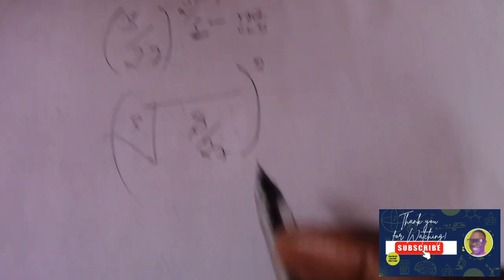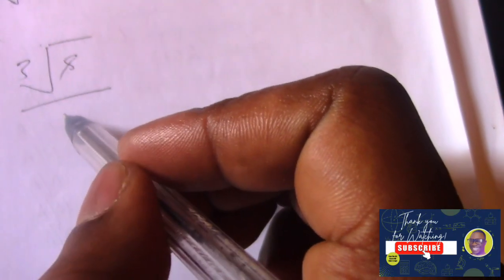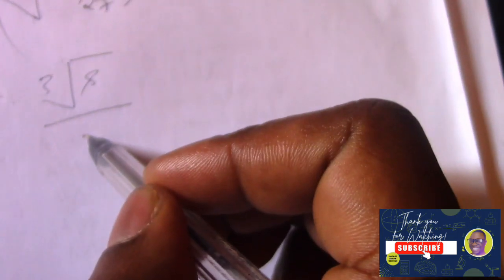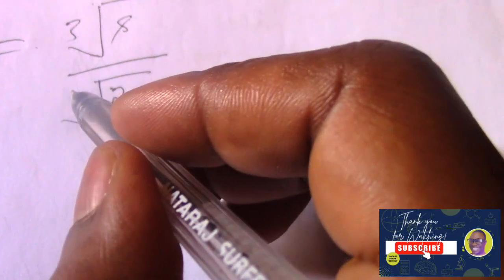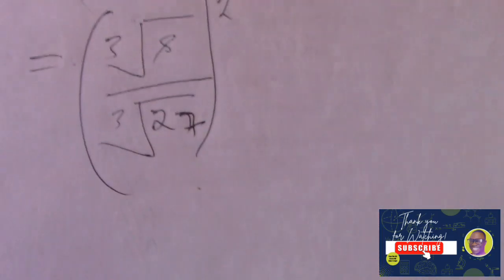Our next step, we're going to have the cube root of this expression. How do you write it? You have the cube root of 8 divided by the cube root of 27, close brackets, to the power 2.